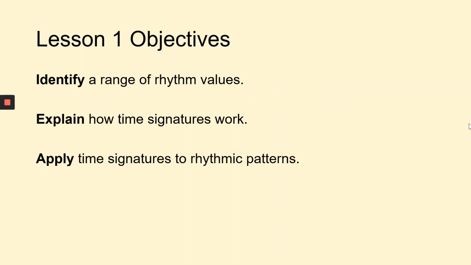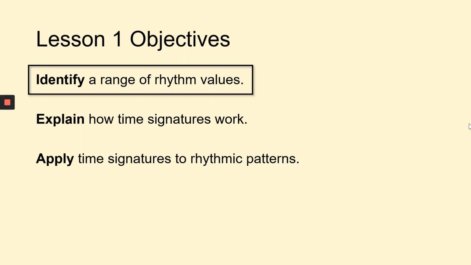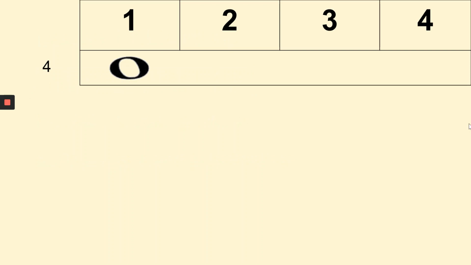In today's lesson, we are going to be focusing on two things: identifying a range of rhythm values and explaining how time signatures work, and then combining them at the end. This video focuses on identifying a range of rhythm values. Some of these rhythm values we already know.